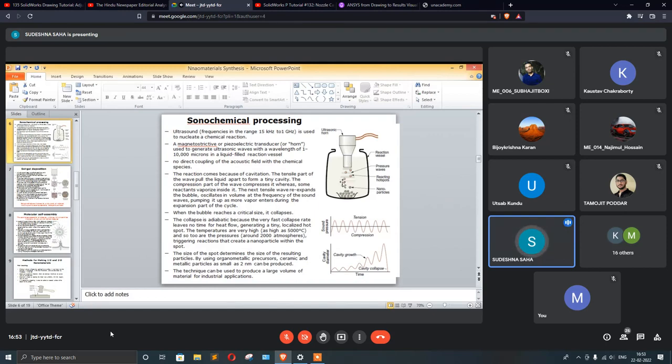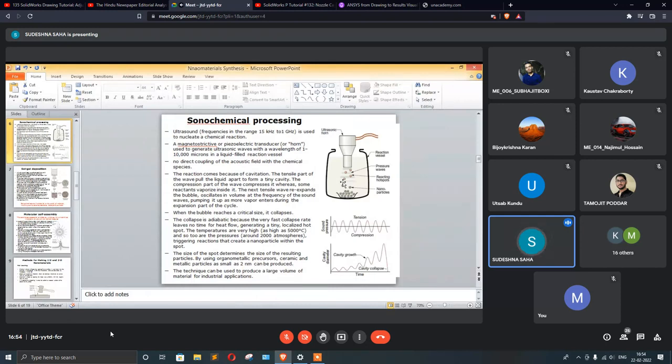Okay, these are basically a probe sonicator arrangement, where you have an ultrasonic horn, and then a probe, a kind of nozzle, through which the ultrasound waves are disseminated to the salt solution. This technique can be used to produce a large volume of material for industrial application.